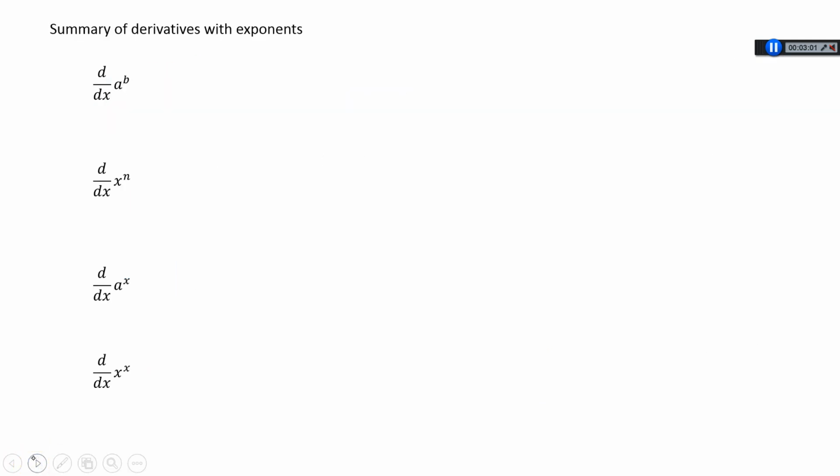All right. So, derivatives of things that have exponents that we've been talking about. So the first one, this would be like asking for the derivative of like pi squared.